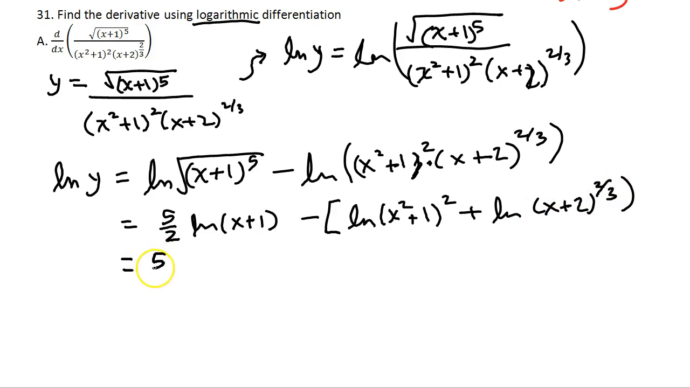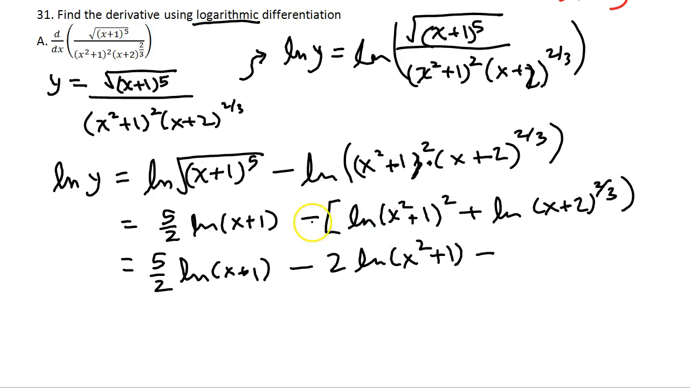So if I distribute the minus sign, let the numbers jump and all that, I end up with 2 ln (x squared plus 1), and then because of this minus, this should be minus 2/3 comes front, ln (x plus 2). Okay. So don't forget to distribute the minus signs. So this is what I get after taking the log both sides and then trying to simplify as much as you can using the log rules. This is what I get.